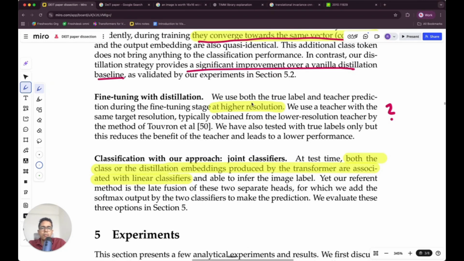Fine-tuning with distillation. We use both the true label and teacher prediction during the fine-tuning stage at higher resolution. Higher resolution meaning fine-tuning is done using higher resolution images. We use a teacher with the same target resolution, typically obtained from the lower resolution teacher by the method of Touvron et al. So I guess if I understand this correctly, they fine-tune the teacher also with a high resolution image. Is that what this means? Let me ask GPT.